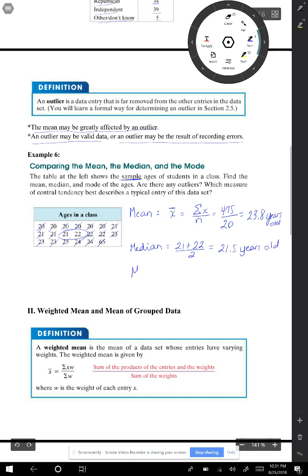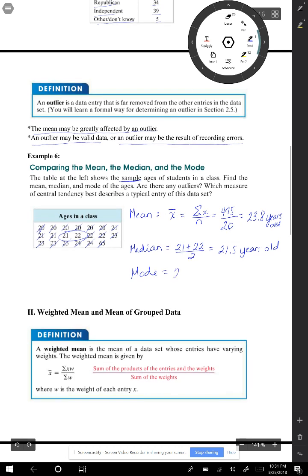And then finally the mode, and that's the easy one to find, which one occurred the most. And it's very easy to tell that 20 occurred more than any others. So 20 years old. So we found the mean, median, and mode.